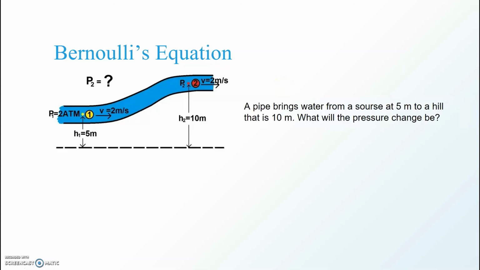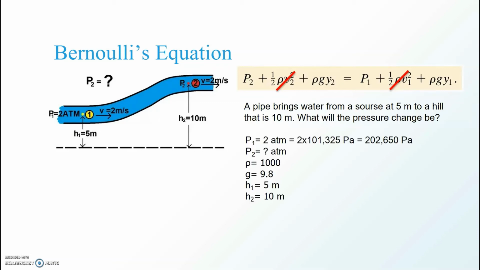So let's actually look at a problem. A pipe brings water from a source that is 5 meters to a hill that is 10 meters. What is the pressure change? So again, we can do that same equation, Bernoulli's equation. Again, we can cancel out because the pipe stays the same. And so we plug in our numbers that we know. Pressure. Well, it starts off with 2 atmospheres of pressure, because it says there in our picture.